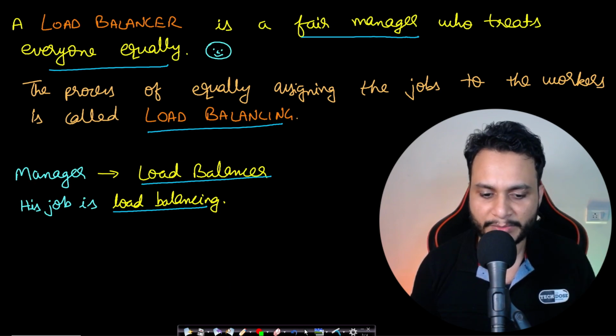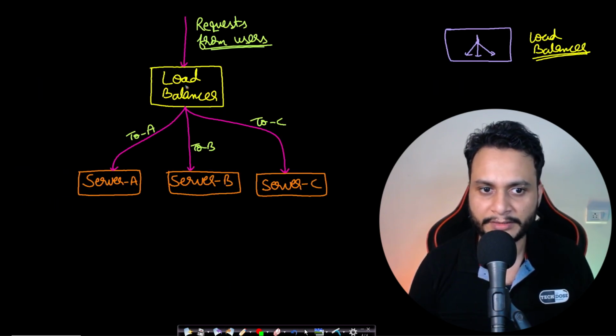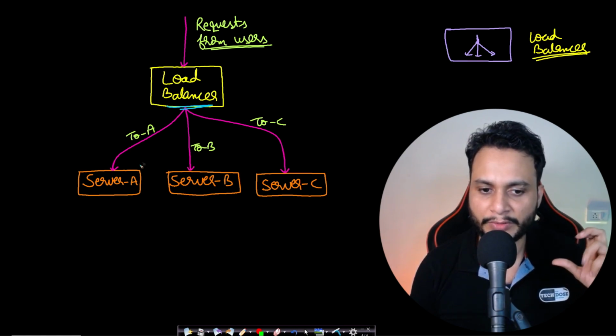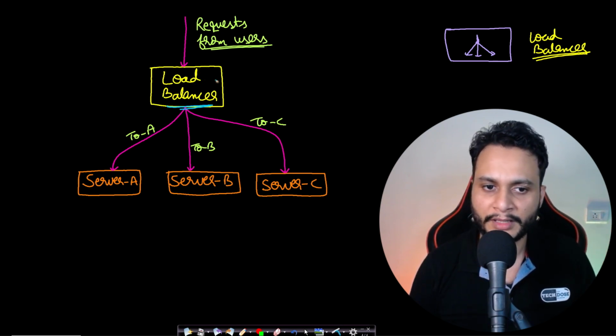Now in systems architecture, if you look at it, there is a load balancer somewhere, and a lot of user requests actually hit the load balancer. So this load balancer acts as a layer, an interface, in between a bunch of servers and the users. Okay, so the user's request will hit the load balancer, and the load balancer will route all the requests to these servers.